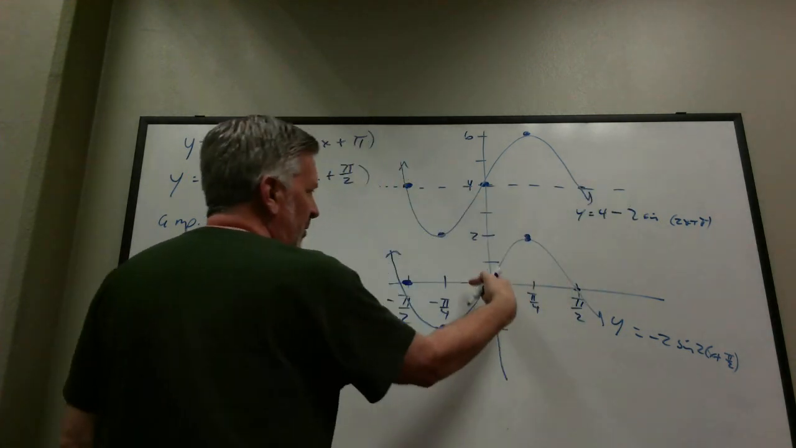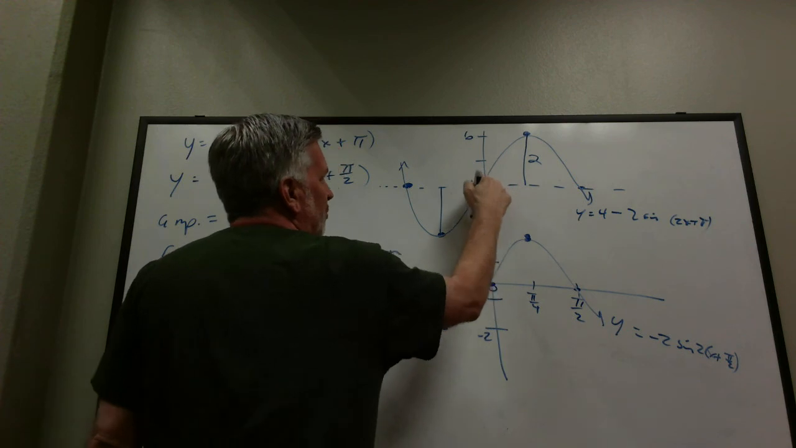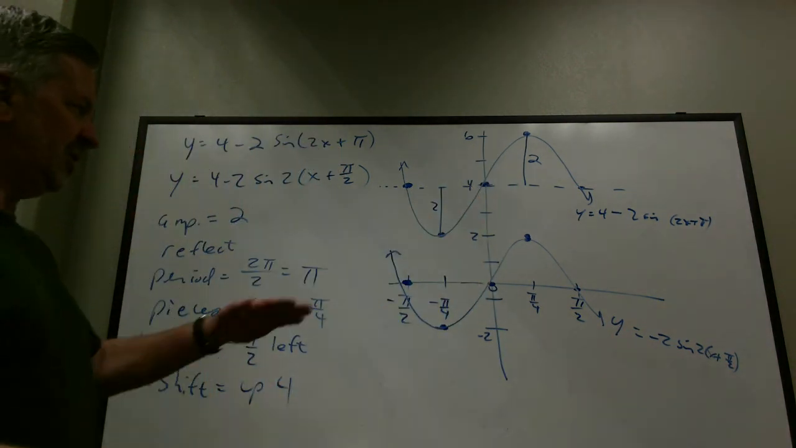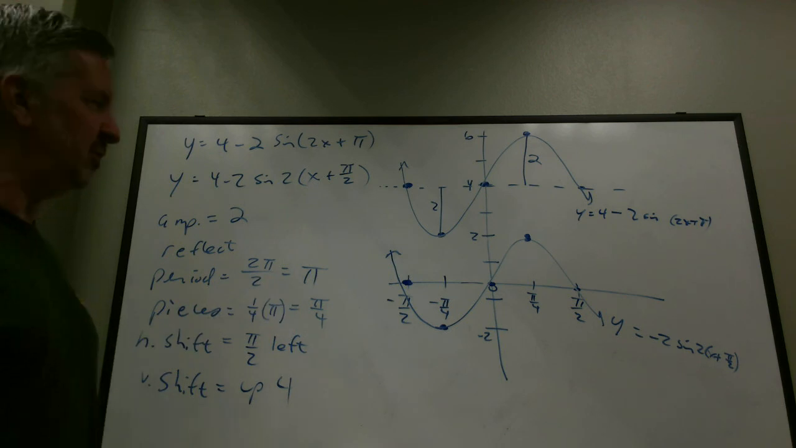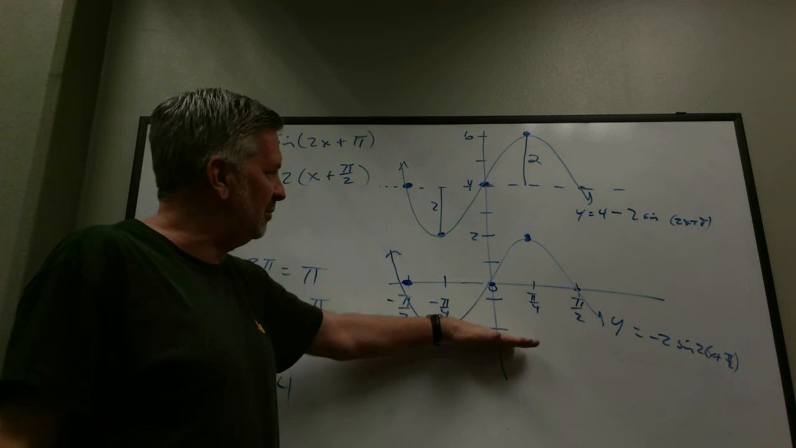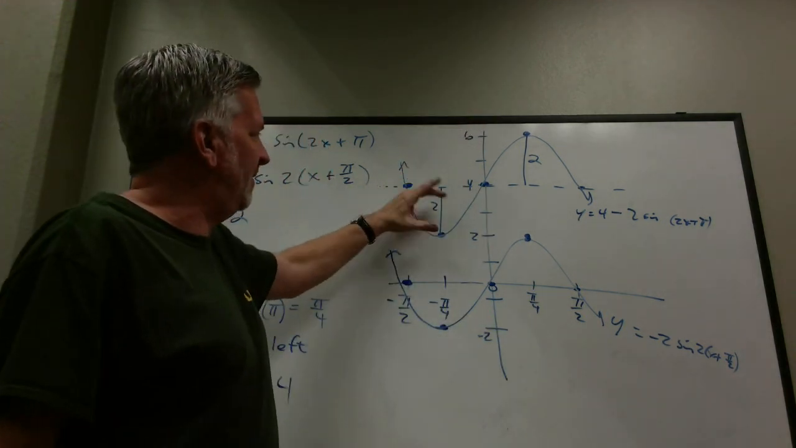There's where all the zeros were. How high is the hill and how low is the valley? That's a distance of 2, 4 to 6, and 2 to 4. The amplitude is 2. Just because we shifted up didn't change the amplitude. Now, the range changed. The range of this before the shift was minus 2 to 2. What's the range of this? 2 to 6.